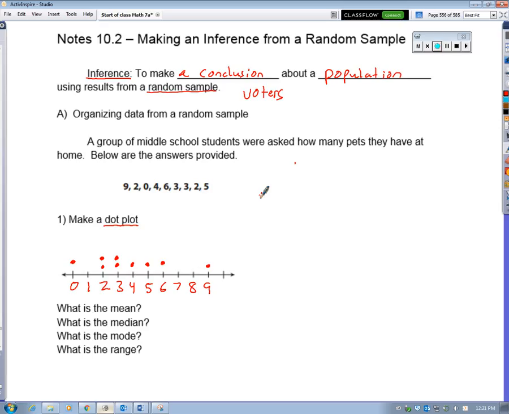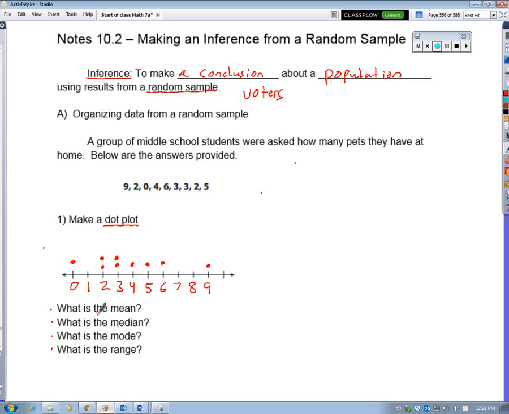It's just a way to organize the data so we can see kind of what's going on. We can see that most people have about this many pets right here, kind of in the middle. And then we can answer some questions about the data. You guys have probably done this before, so this will be a review. These are 4 things that we'd like to find out about the data that this question was asking.